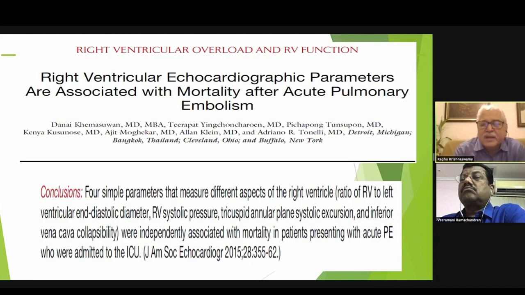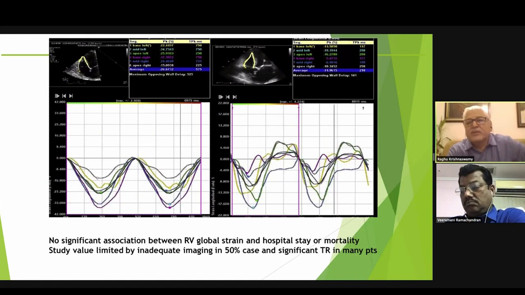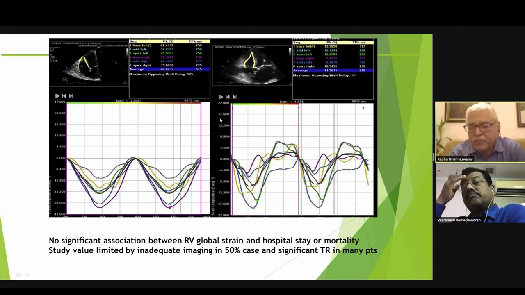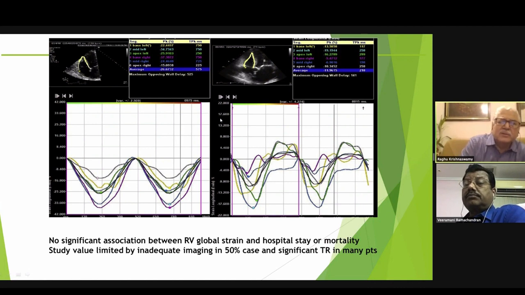Now, this is another study which mentioned practically the same thing, but they went one step ahead and did RV strain also. And they found that there was no significant association between RV global strain and hospital stay or mortality. Now, they tried to compare the RV strain. This is a patient of normal RV strain, and here's a patient of pulmonary thromboembolism where the RV strain is reduced. Here, the average strain is about 10, and here the average strain is about 27 or so. And they found that it was not correlating.